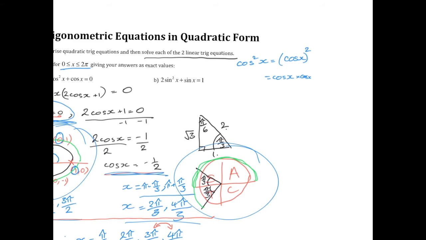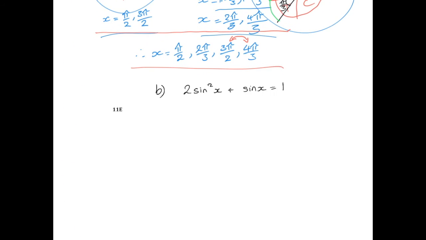2 sine squared x plus sine x equals 1. I cannot solve that yet. What do I have to do? Beautiful, we need to make it equal 0. Minus 1, minus 1. So finally, I have 2 sine squared x plus sine x minus 1 equals 0.